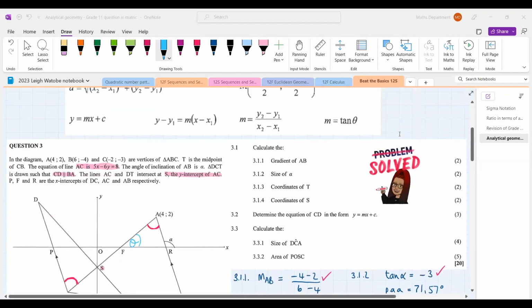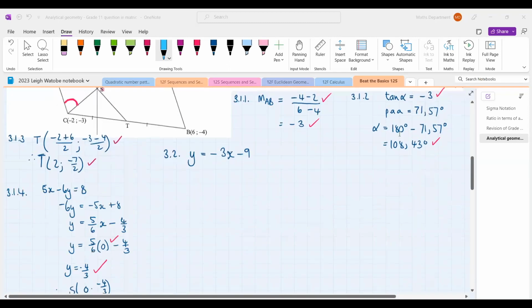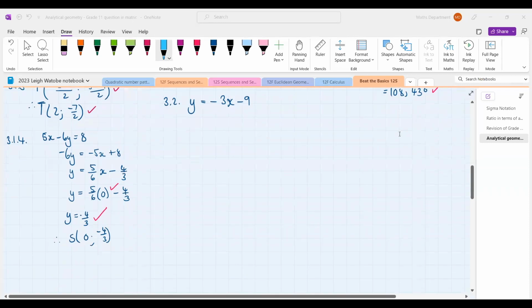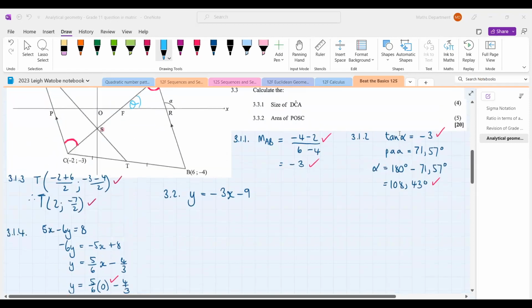Somebody just asked me to scroll down, so that's why I've scrolled down. I hope that I've scrolled down enough for you, and I can go back up again. Okay.